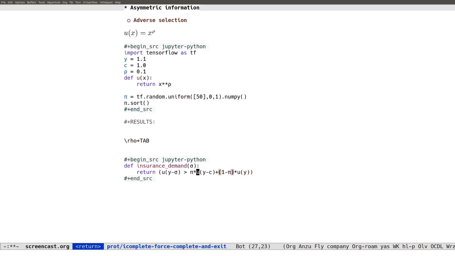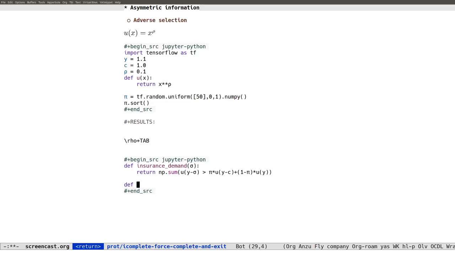So these are all the individuals for which it is actually beneficial in expected terms to buy insurance. These are Boolean, so this is a series of zeros and ones, where 1 means this inequality holds and it is beneficial for the person to buy insurance. So if I sum these, I'm going to have the total demand for insurance in this economy.